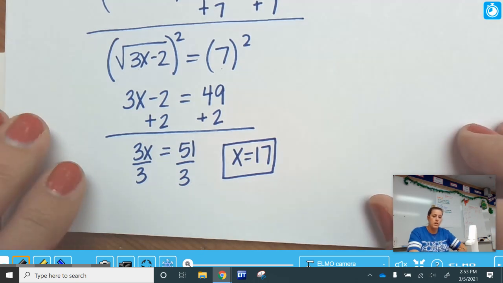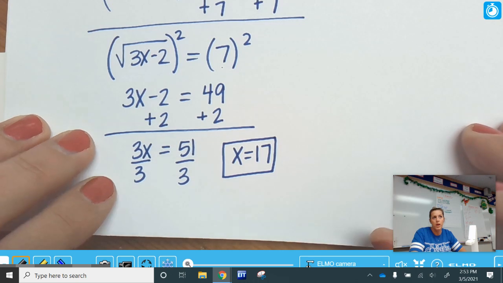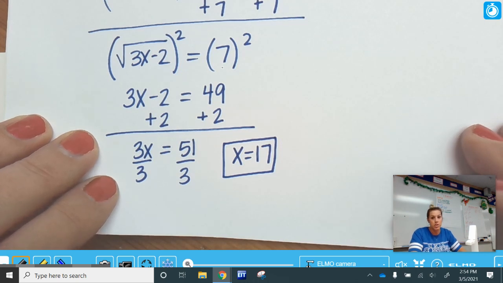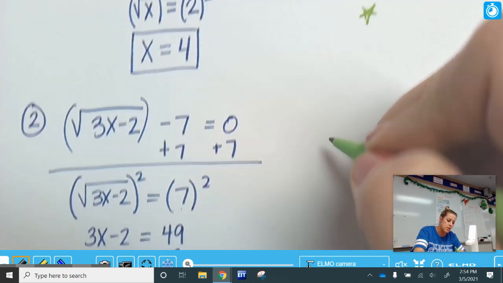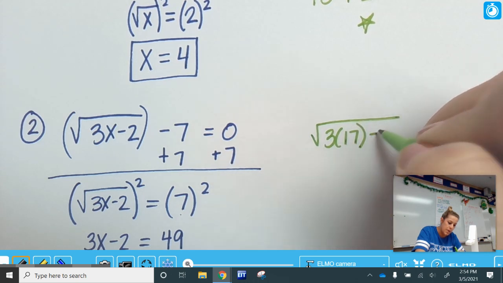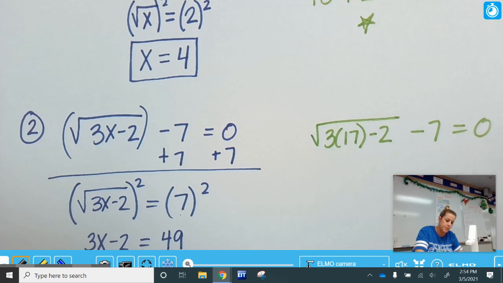All right, so we're going to go ahead and check for extraneous solutions. If the problem just says to solve, then that means that there's not any extraneous solutions. But if it says solve and check for extraneous solutions, then you have to go back and plug back in, okay? So let's go ahead and do that here. We're going to do rad of 3 times 17 minus 2 minus 7 equals 0, okay?